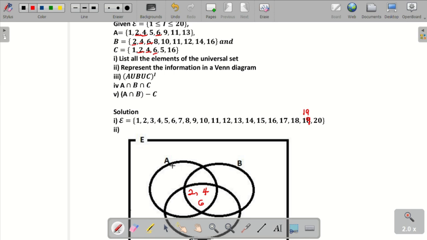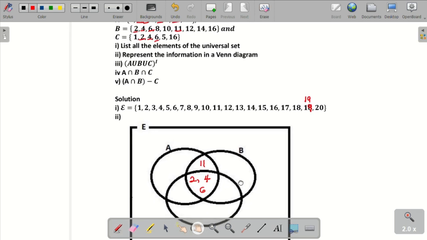Since we are done with that, let's look at A intersection B. Are there some elements that are in A and also in B? Let's look at it. They are only in A and B alone: it is 11, so we indicate that here. Now let's look at B intersection C. What are those elements that are in B and also in C? We can see it is only 16. So we indicate 16 here as B intersection C.